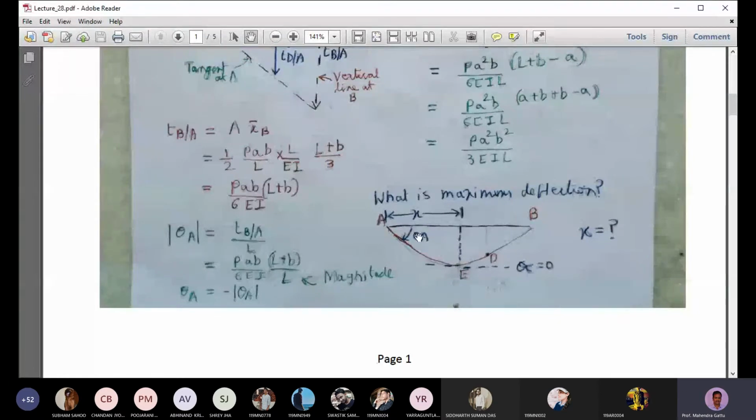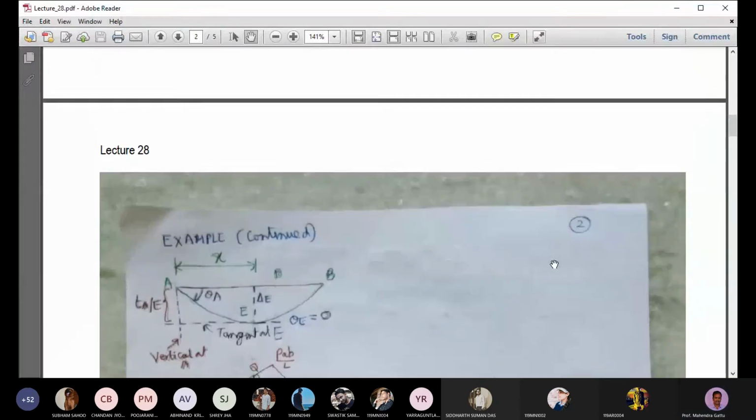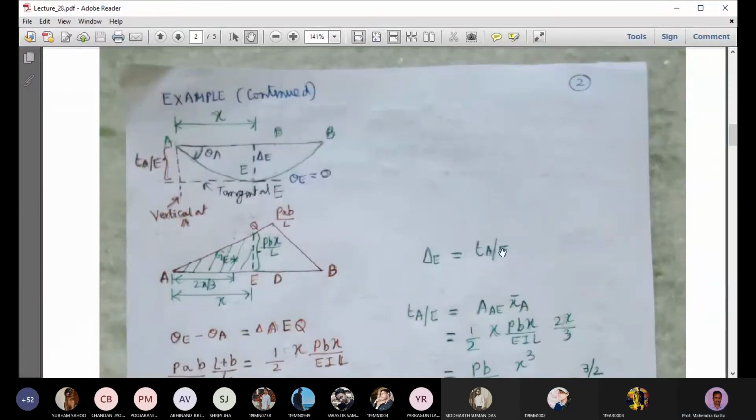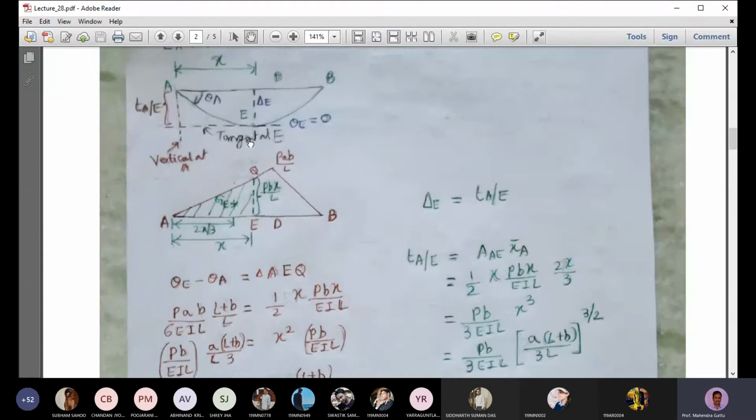Okay, so theta A is known. Theta E is 0. So what is theta E minus theta A? That is the area under the M by EI diagram. So what we will do? Theta E is 0, theta A is known, and the change in slope, theta E minus theta A, is the area under the M by EI diagram.